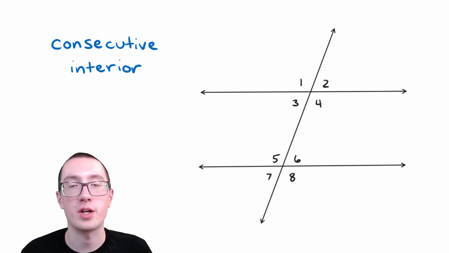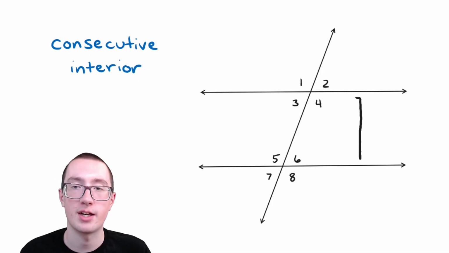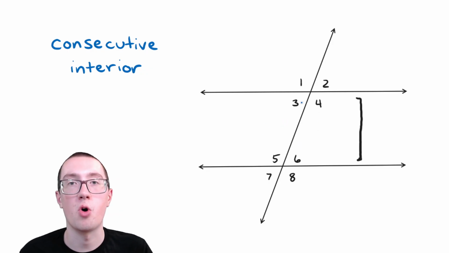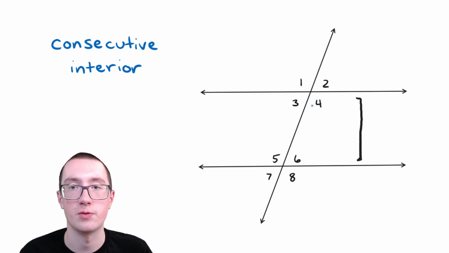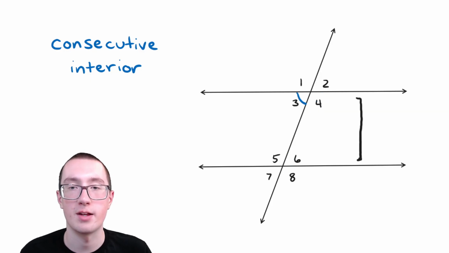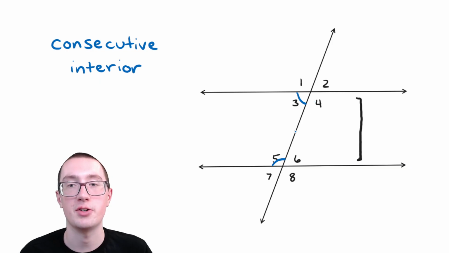And the final type of angle pair is consecutive interior. So for this, we're only going to look at angles that are interior, so ones that are inside of the lines. And consecutive is basically just the opposite of alternate. So while alternate angles were on opposite sides of the wall, like for example 3 and 6, consecutive interior angles are on the same side of the wall. So for example, angle 4 and angle 6 are consecutive interior. And another example would be angles 3 and 5. These are consecutive interior. They're both interior and they're on the same side of the wall.